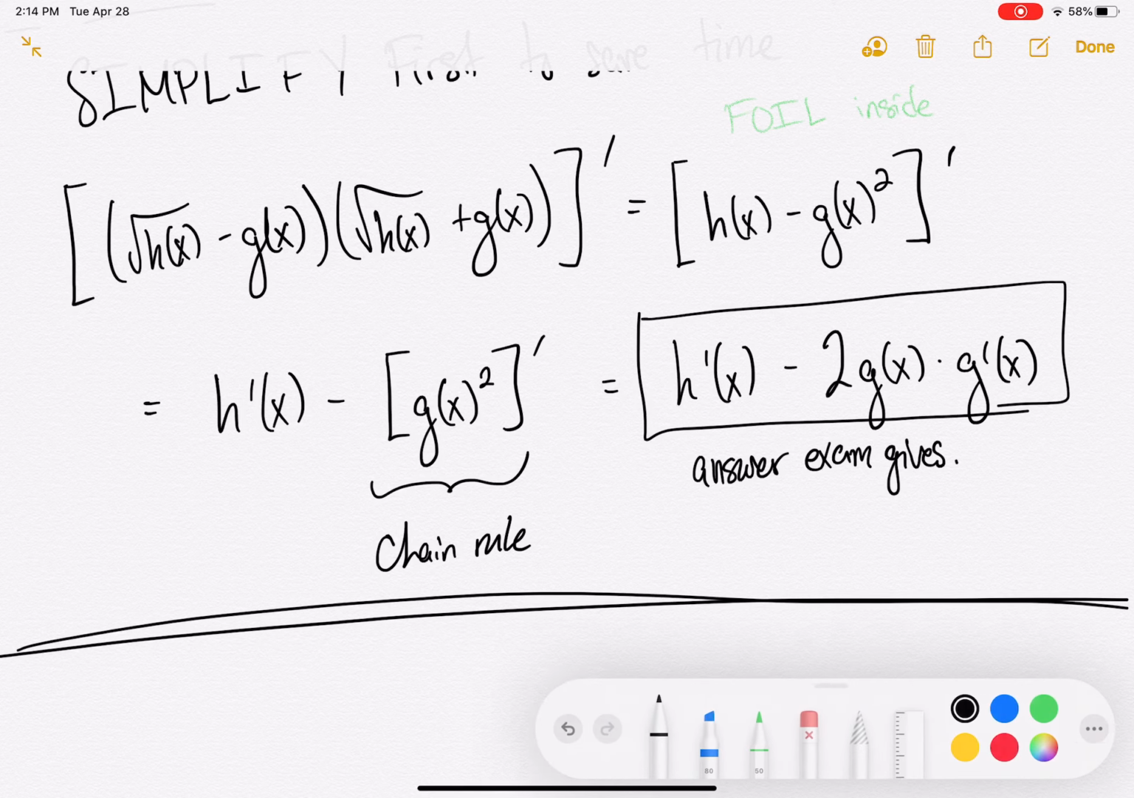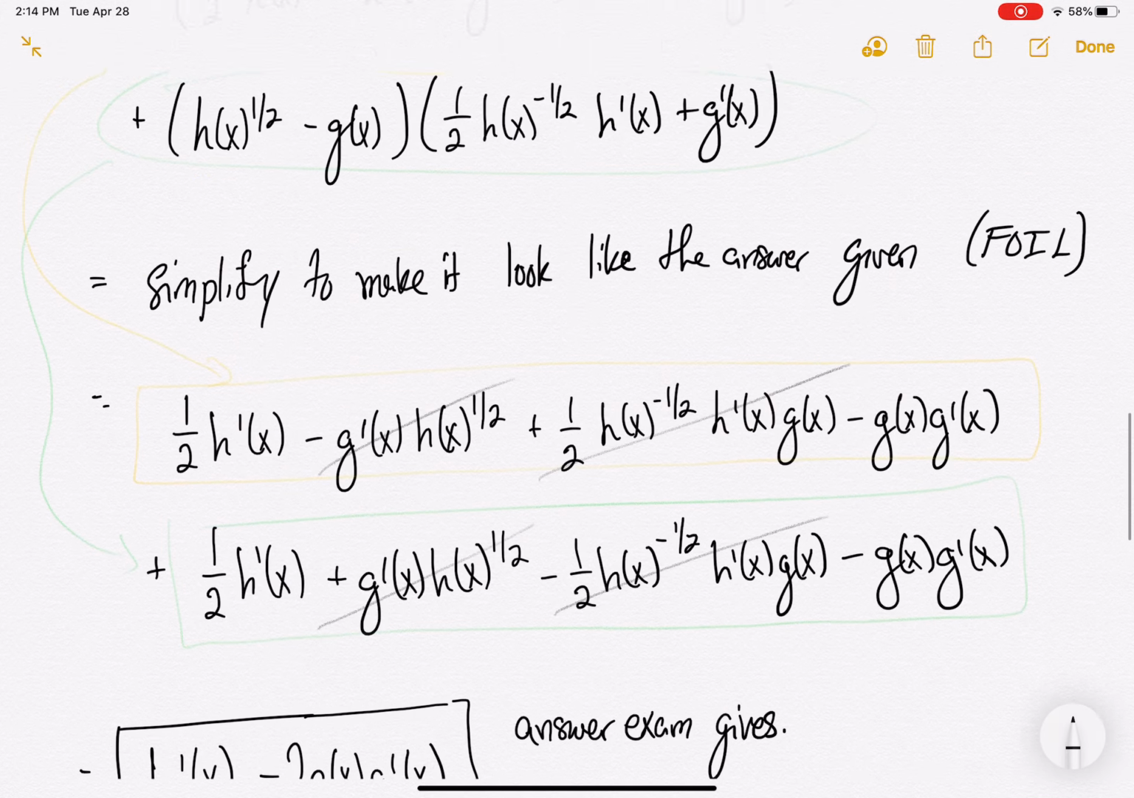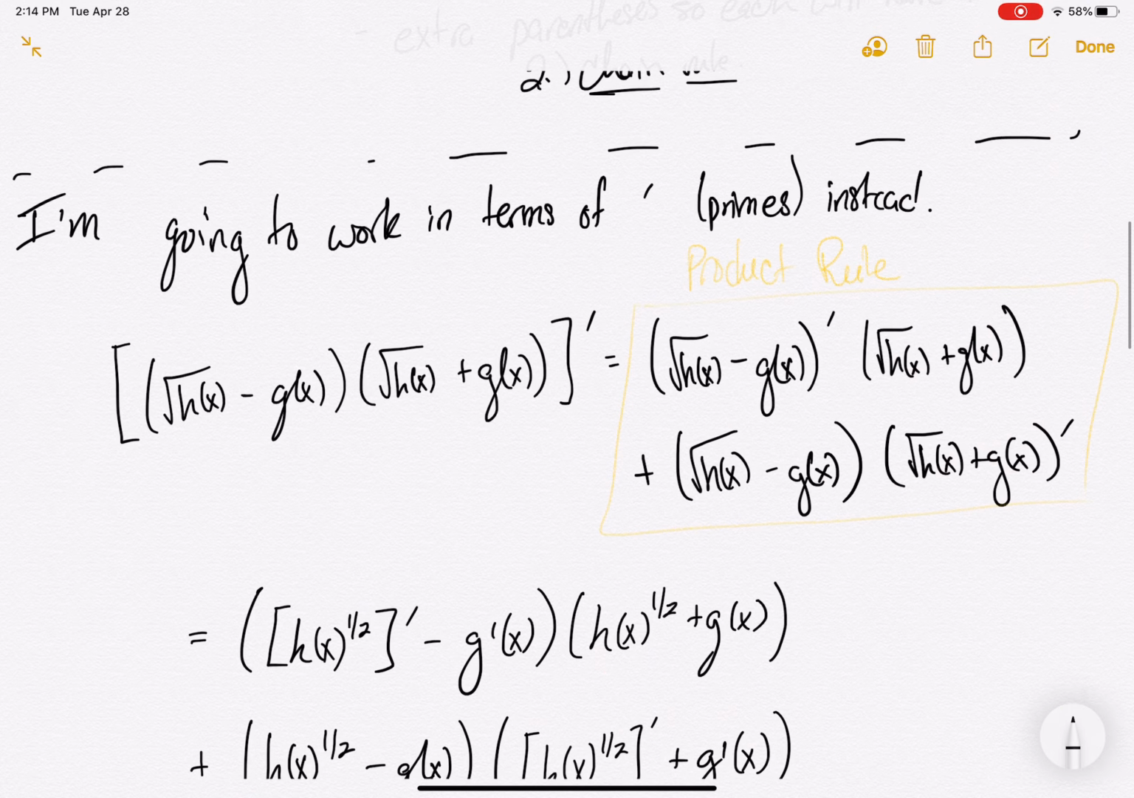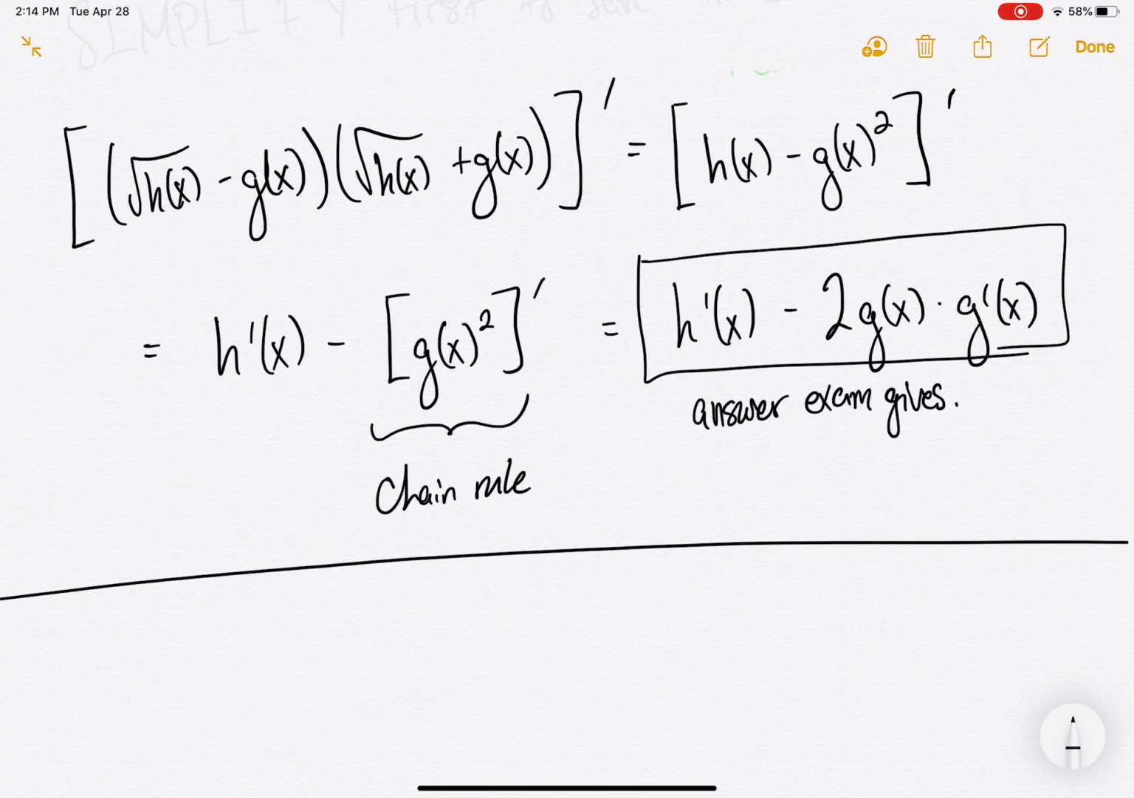So as always, make your life easy by simplifying first. You can see the big difference that made when you simplify first. So go ahead and try to do that if you think it might be a possibility.